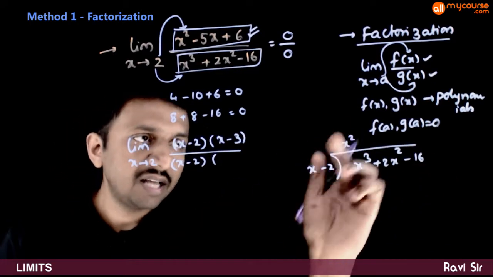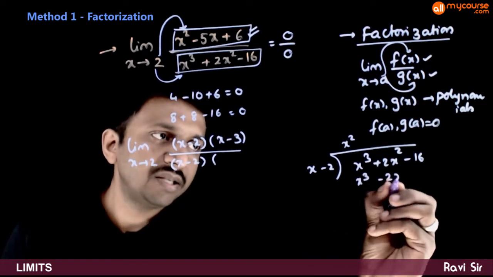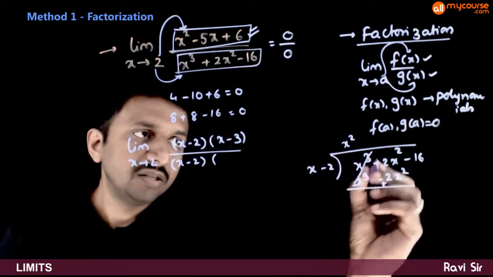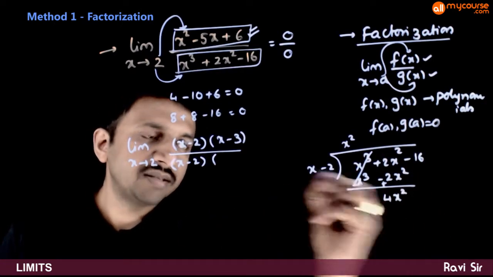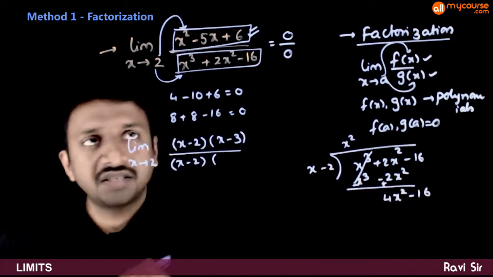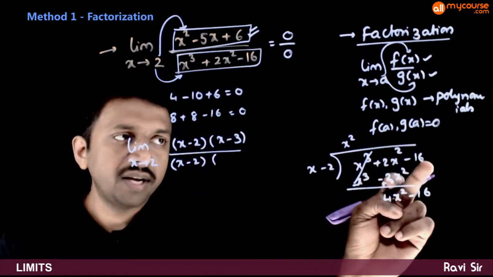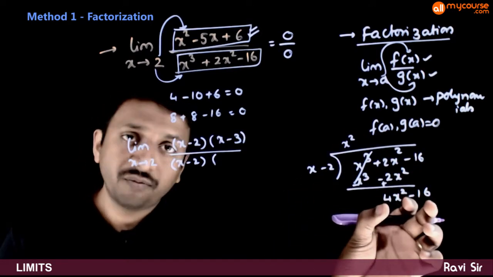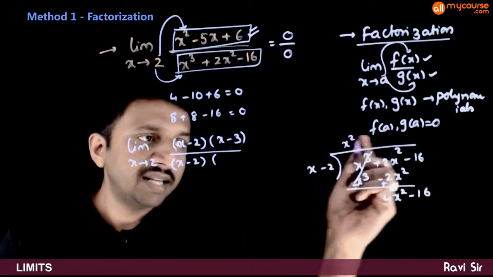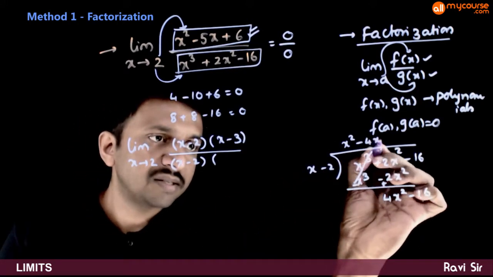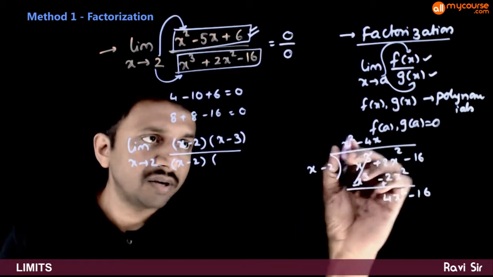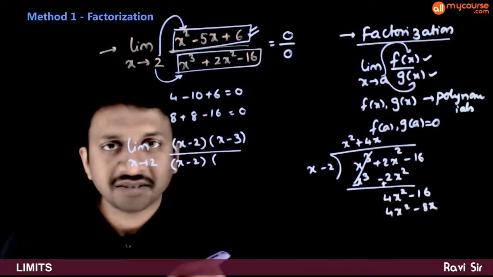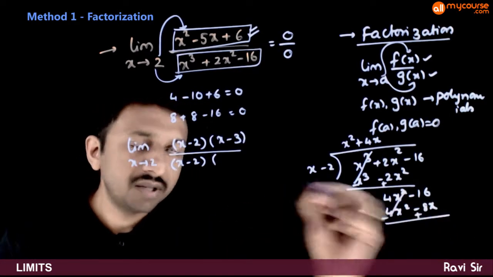So x times x square is x cube, minus 2x square, minus plus. So 2x square plus 2x square is 4x square minus 16. So x cube plus 2x square minus 16, x cube minus 2x square, so you get 4x square minus 16. So next, 4x. So x into 4x is 4x square minus 8x. So minus plus, so these two get cancelled.